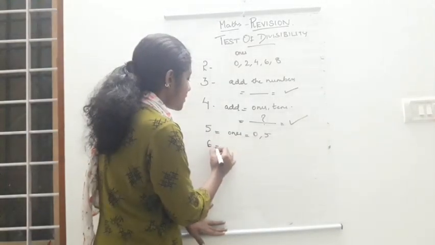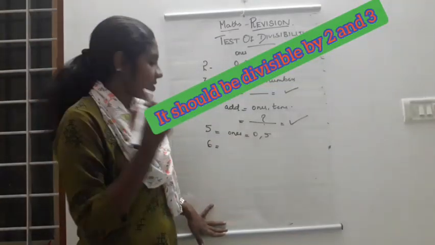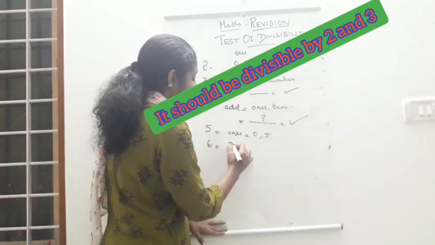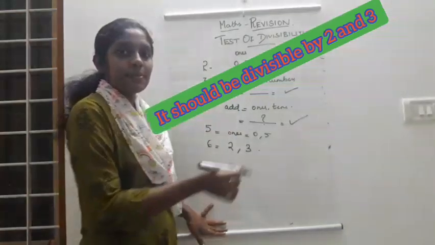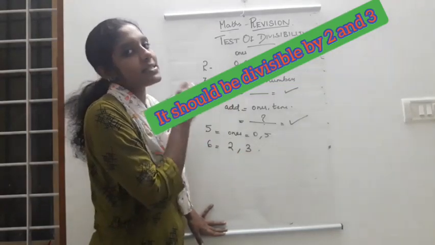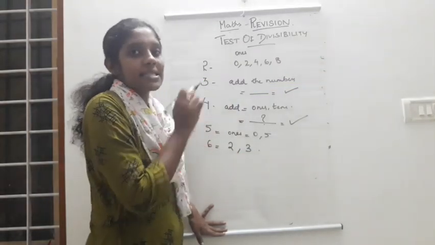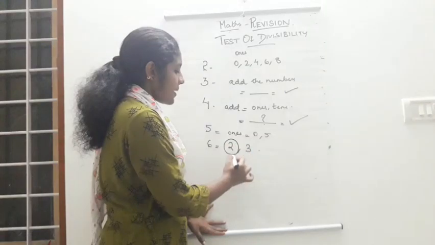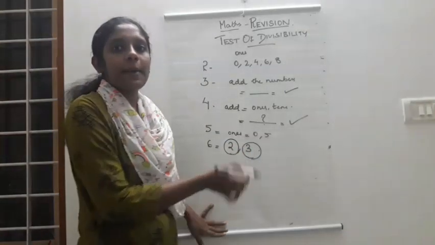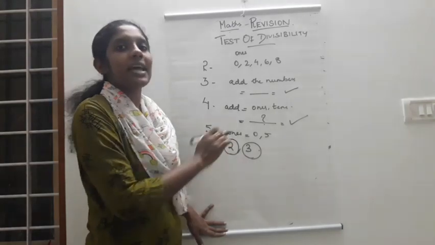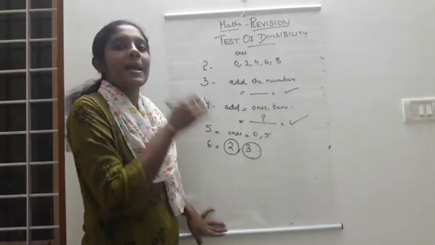Then the test of divisibility of 6. 6 is a little tricky: the number should be divisible by 2 and also divisible by 3. If the number is divisible by both 2 and 3, that means the whole number is divisible by 6. For that, you have to apply the divisibility test of 2 and also the divisibility test of 3.